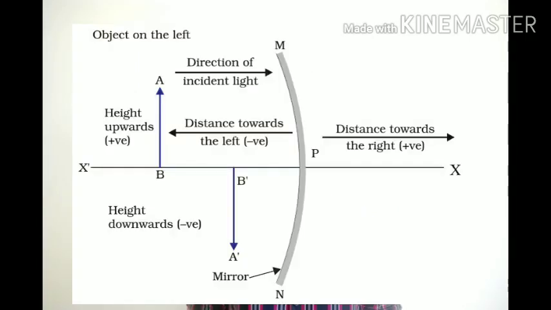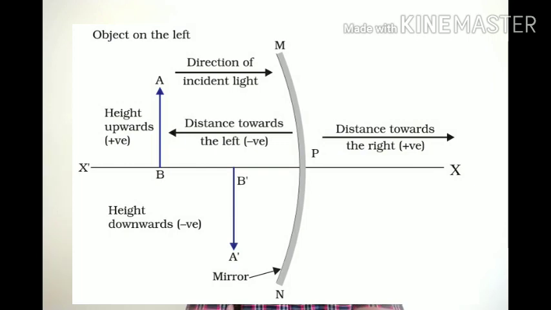Next we talk about the Cartesian sign convention. Now what is the Cartesian sign convention? This is the sign convention we are going to use whenever we are going to make ray diagrams or we are going to solve numericals based on optics. So here is the sign convention. This sign convention is going to help us to understand the image distance, object distance, image height, object height. We'll see how. So this is the diagram.